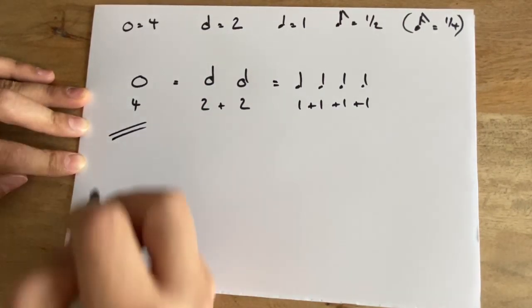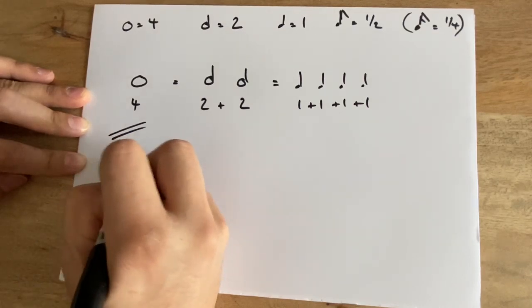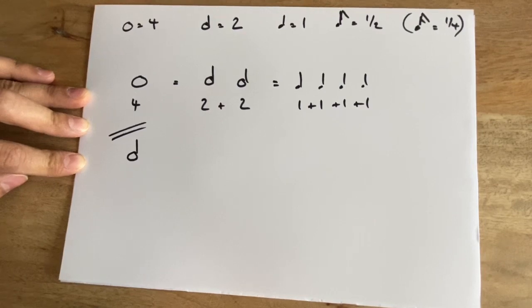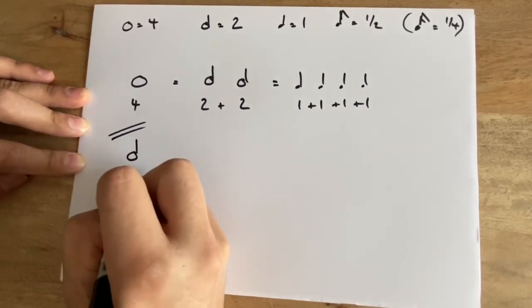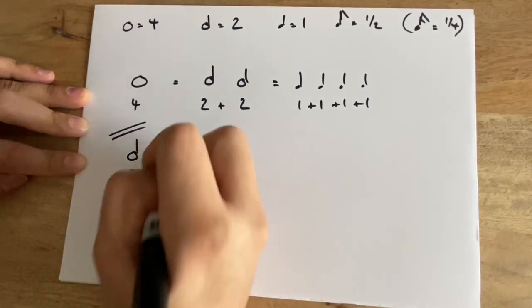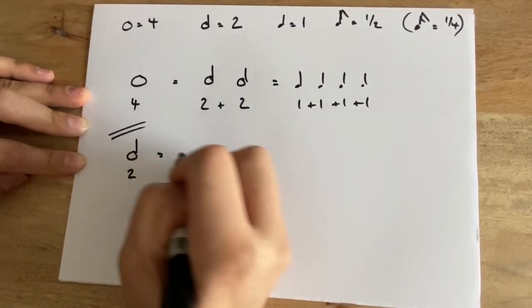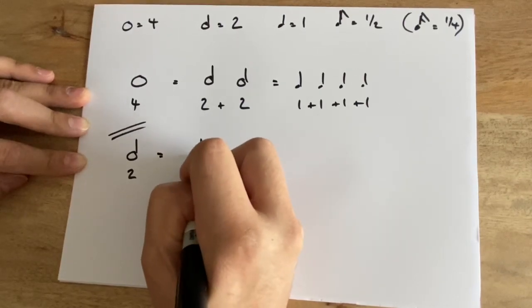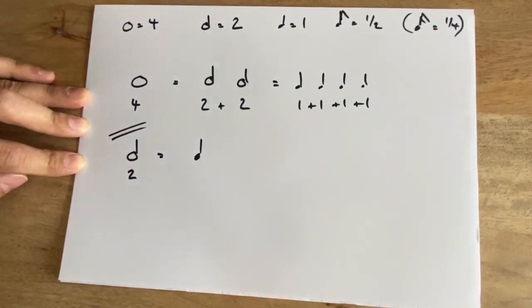So new question, we're going to have a minim now. So how many beats is a minim worth? So a minim is worth 2 counts. So if you can quickly work that out in your head, what I'm going to do next. Sorry, how many crotchets are there in a minim, and how many quavers are there in a minim?